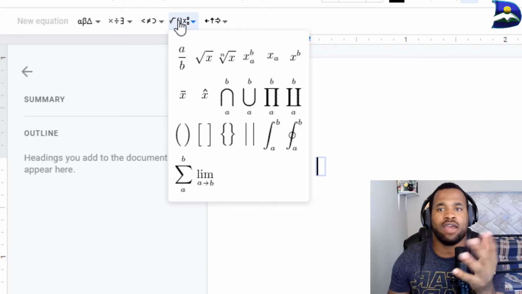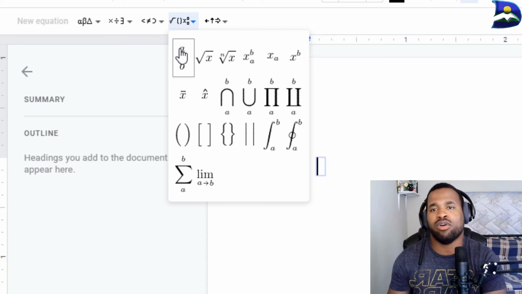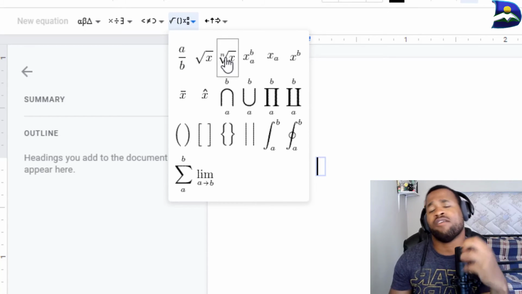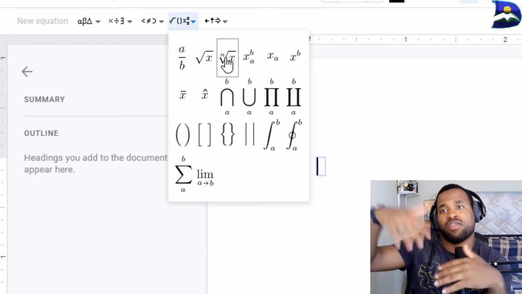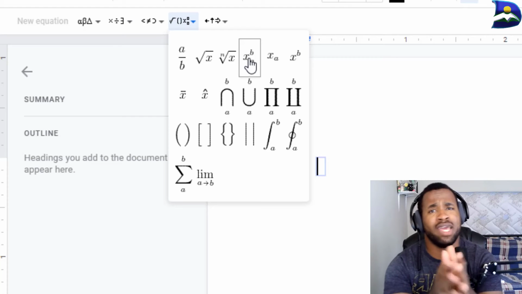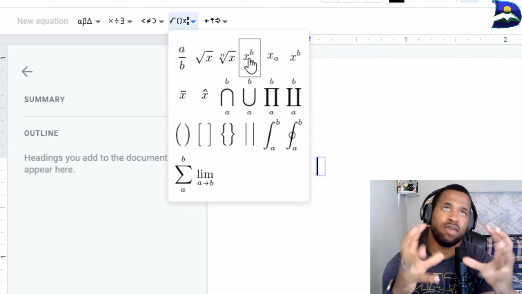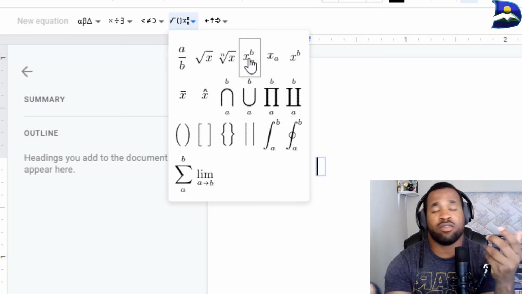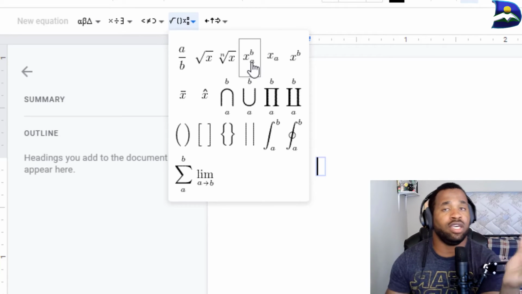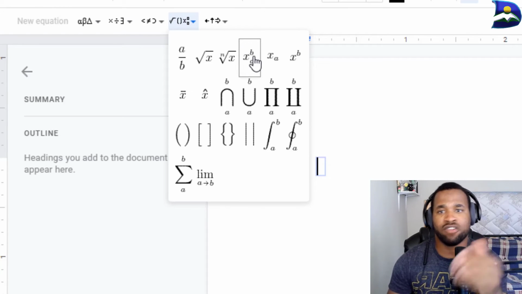Now, the next one here involves various operations that you're familiar with. For example, you have division, you have square root. If you want to have different roots other than squares, you go for that. This here sometimes is used mainly in chemistry when you're showing the chemical symbol of a particular element. Then you have the one at the bottom, which is in this case the atomic number, and the one at the top is the mass number.